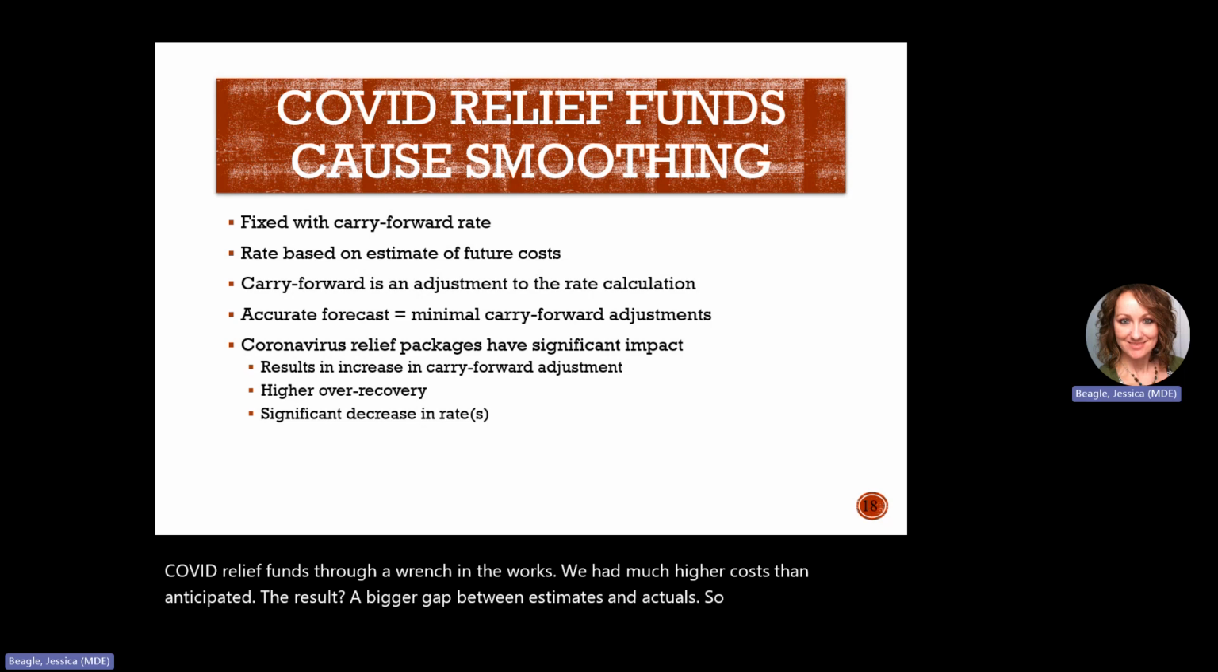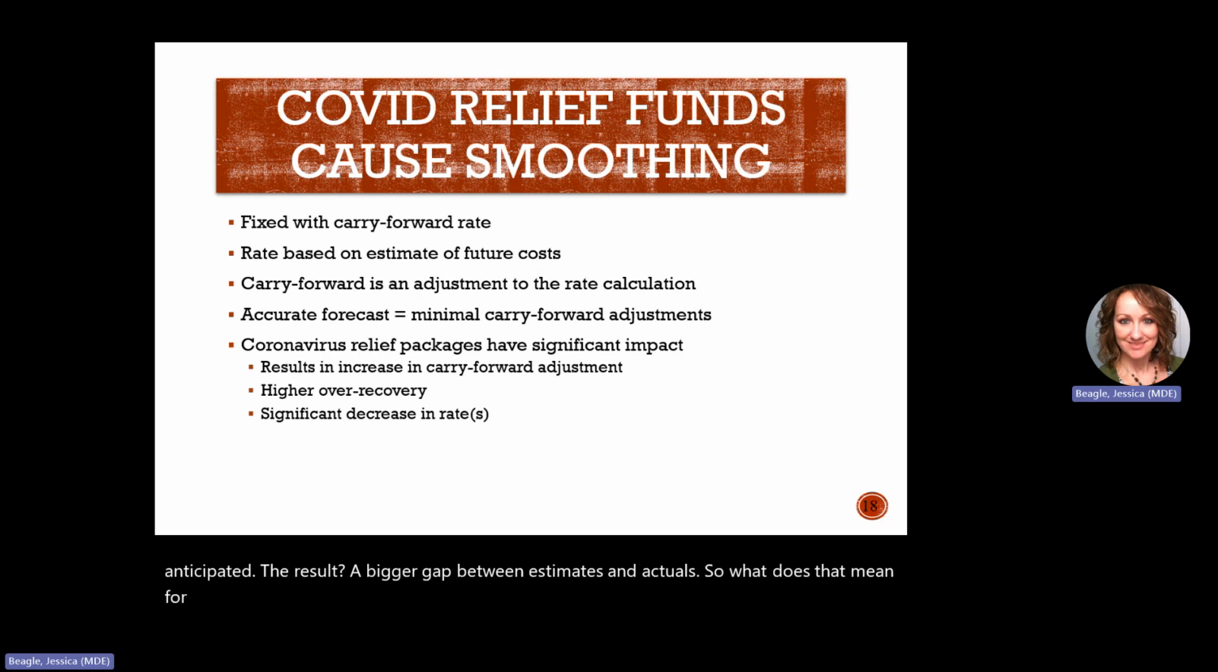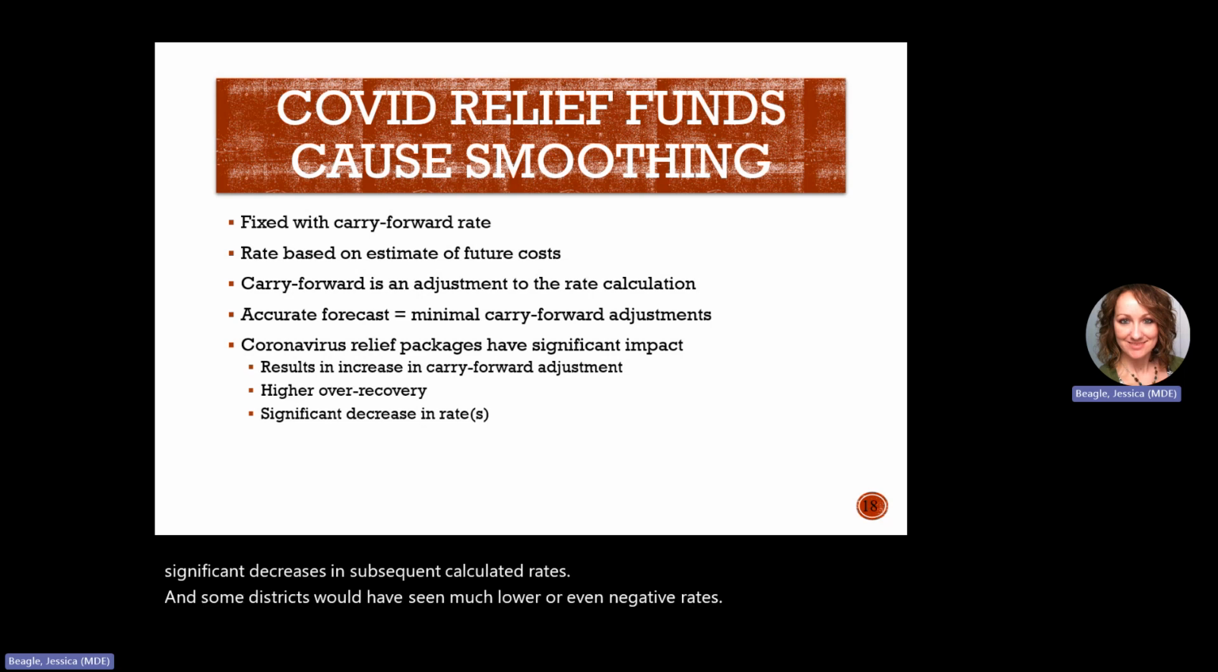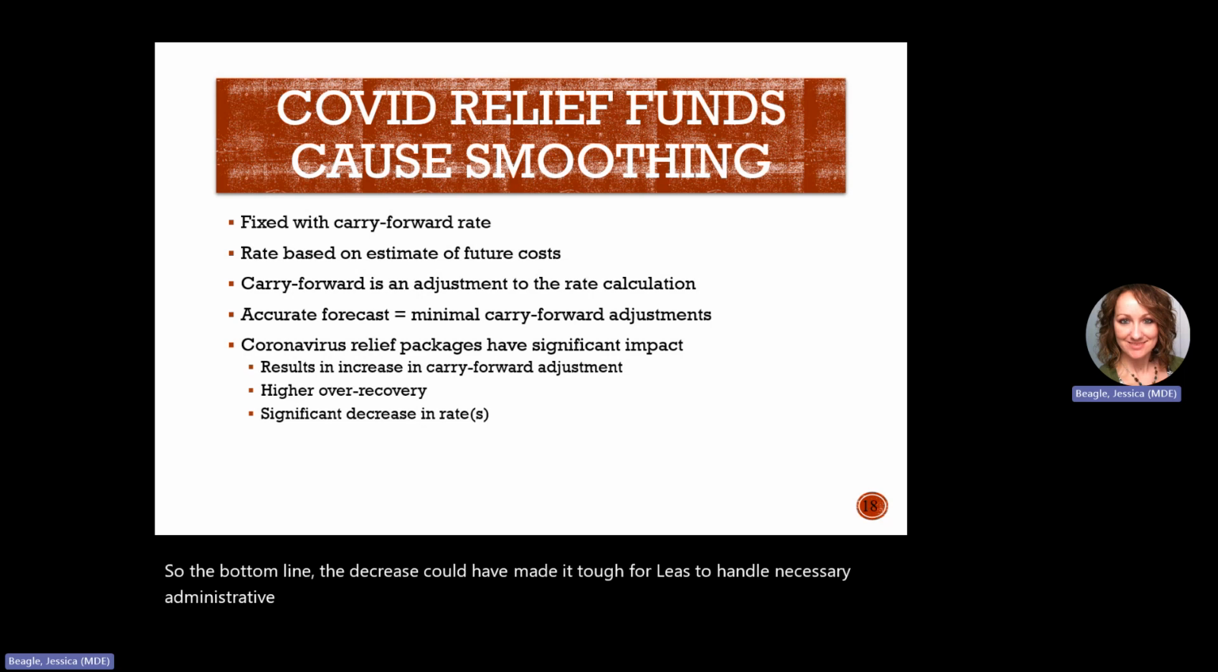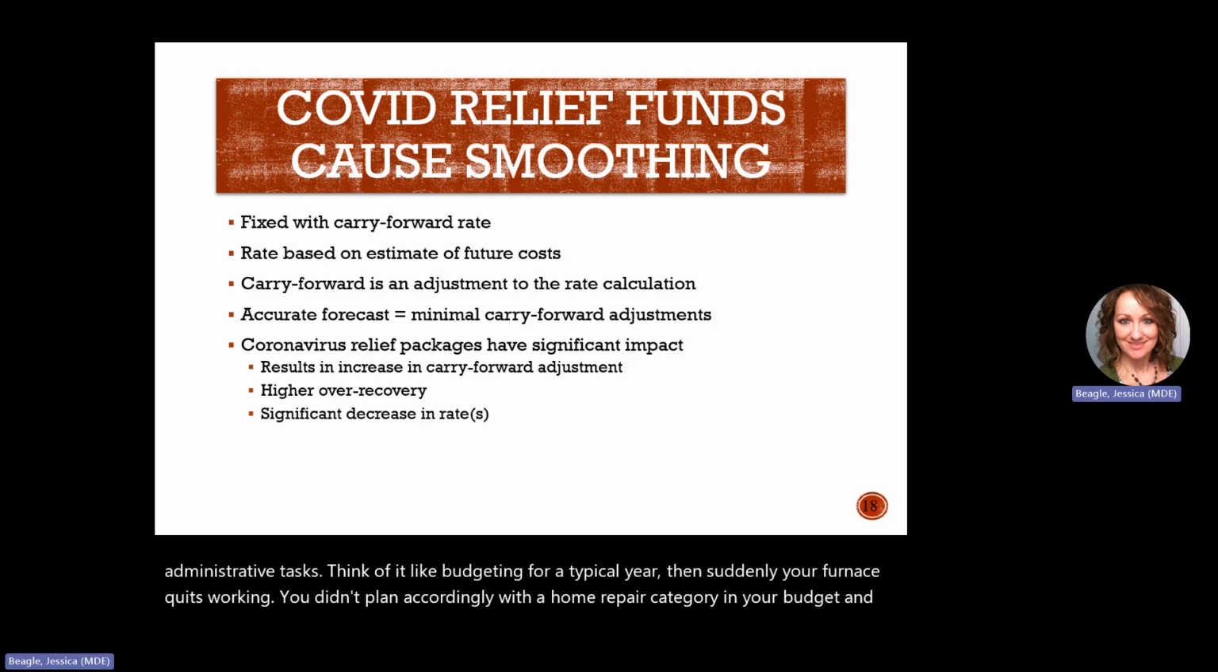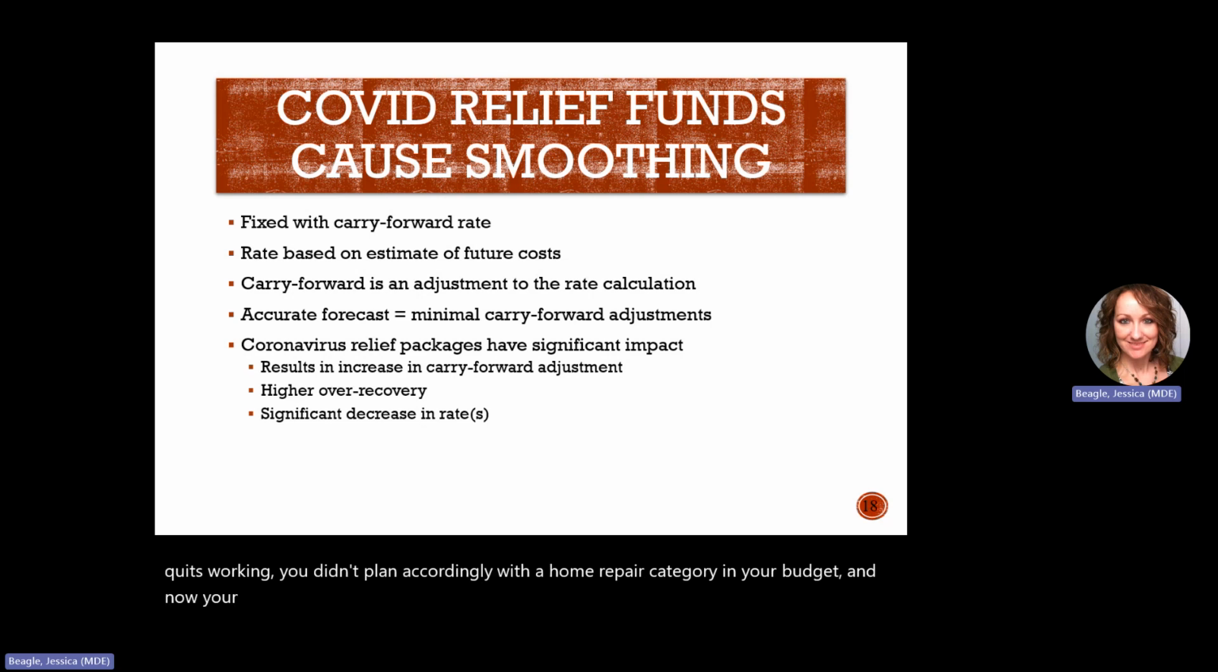So what does that mean for you? Well, for some districts, it meant a larger carry forward adjustment, which means significant decreases in subsequent calculated rates, and some districts would have seen much lower or even negative rates. So the bottom line, the decrease could have made it tough for LEAs to handle necessary administrative tasks. Think of it like budgeting for a typical year. Then suddenly your furnace quits working. You didn't plan accordingly with a home repair category in your budget, and now your estimates are off, and next year's budget needs major adjustments.